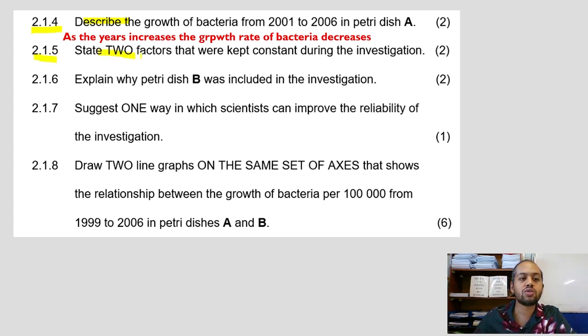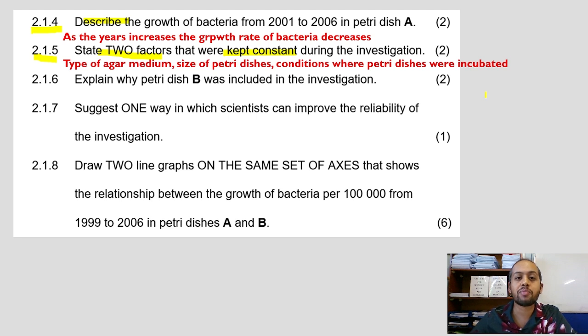2.1.5 says state two factors that were kept constant during the investigation. So in the first slide, we highlighted a few things and we said that the type of agar medium was kept constant, the size of the Petri dishes, the conditions where Petri dishes were incubated. These were some of the things that were kept constant in the investigation.